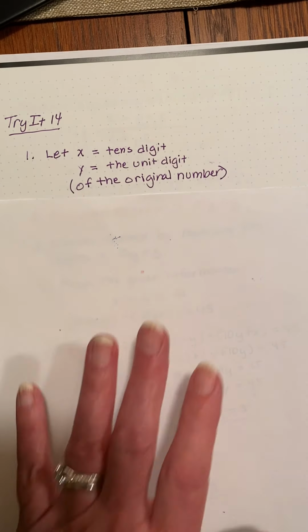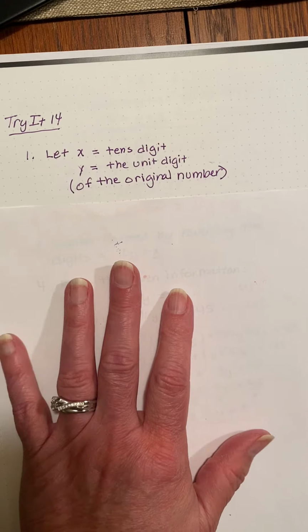If the digits are reversed, the number formed is 45 less than the original number. Find the original number. Okay, so here we go. First of all, we've got to determine X and Y.